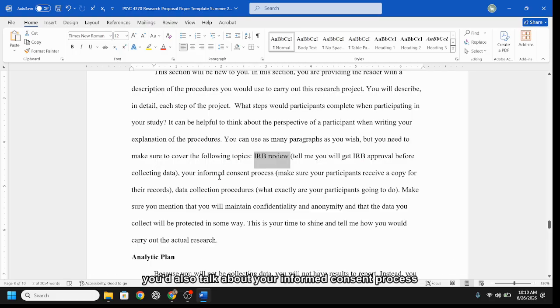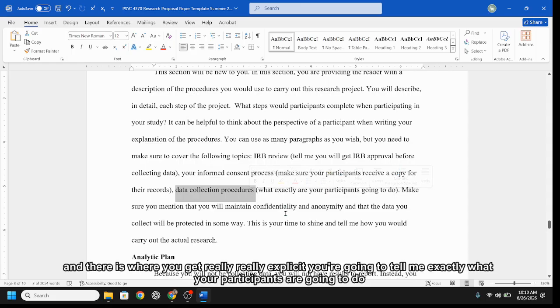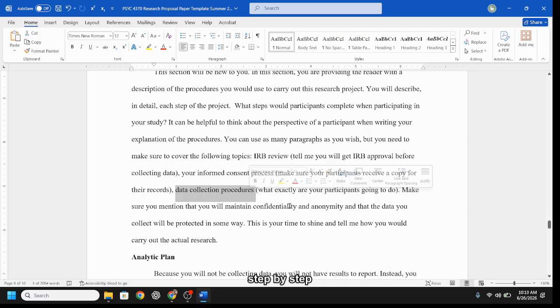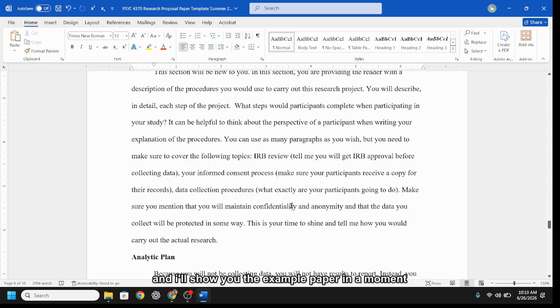You'd also talk about your informed consent process, making sure that they get a copy. Then you talk about your data collection procedures, and there is where you get really, really explicit. You're going to tell me exactly what your participants are going to do, step by step, and I'll show you the example paper in a moment.